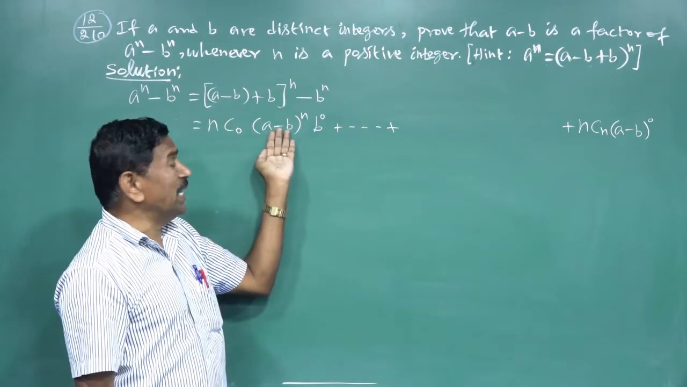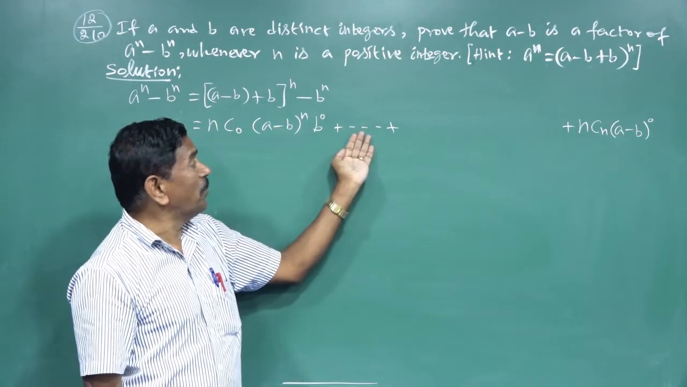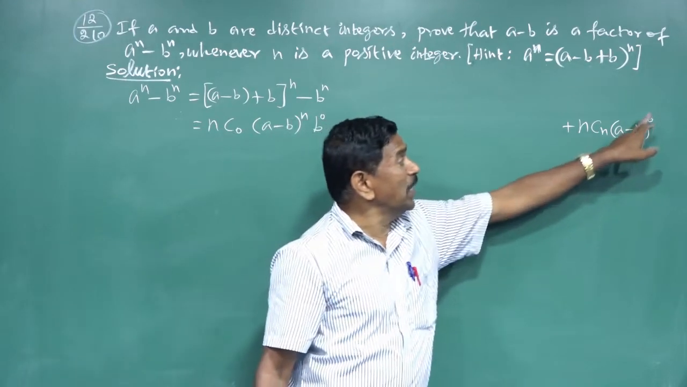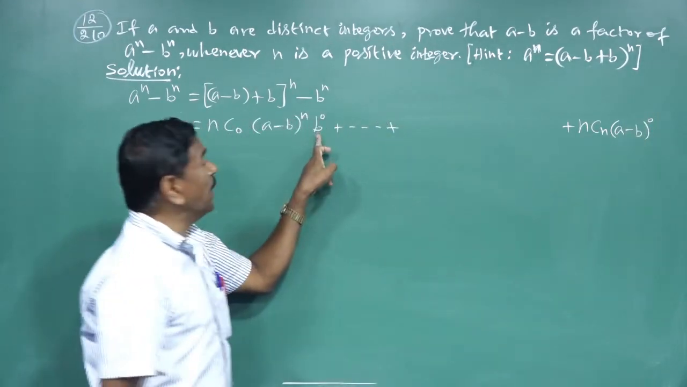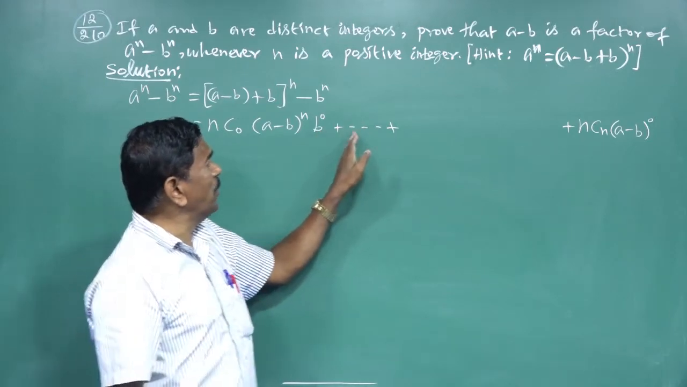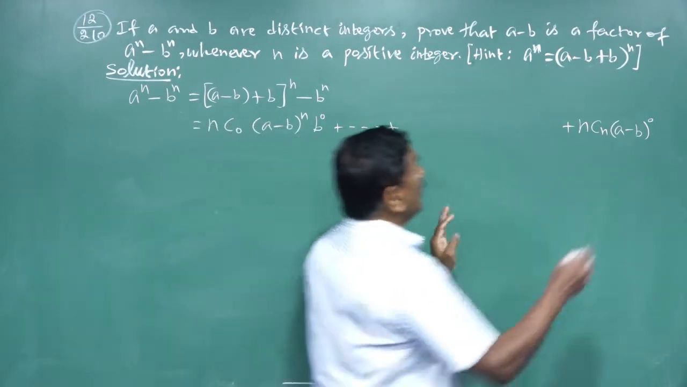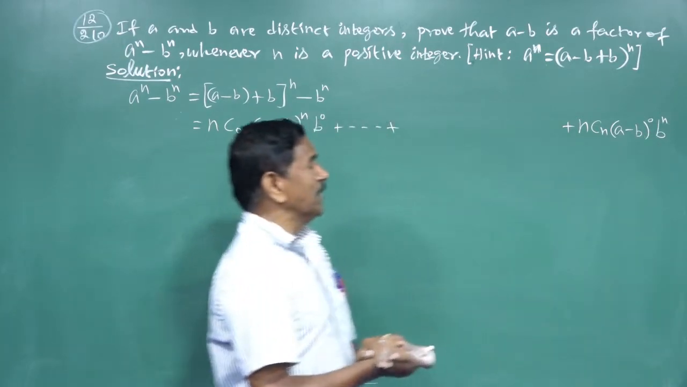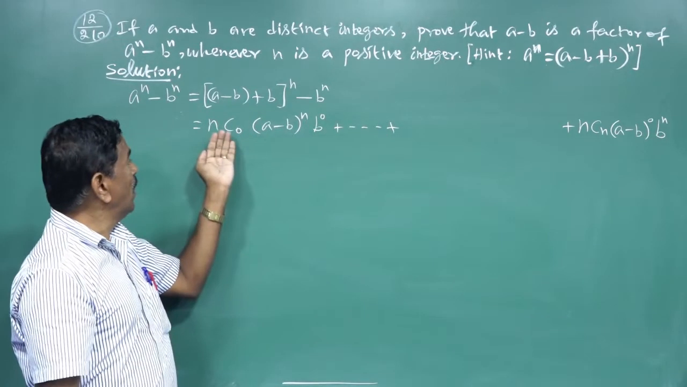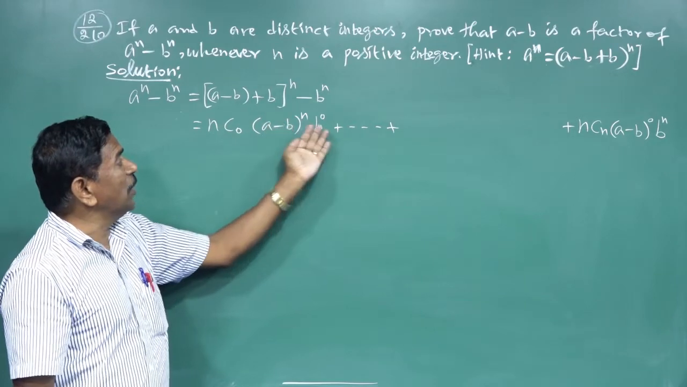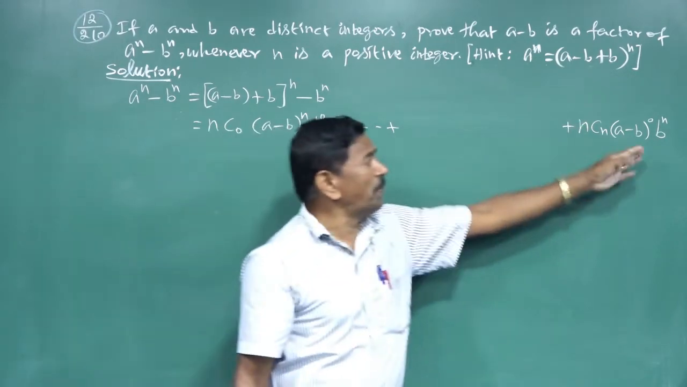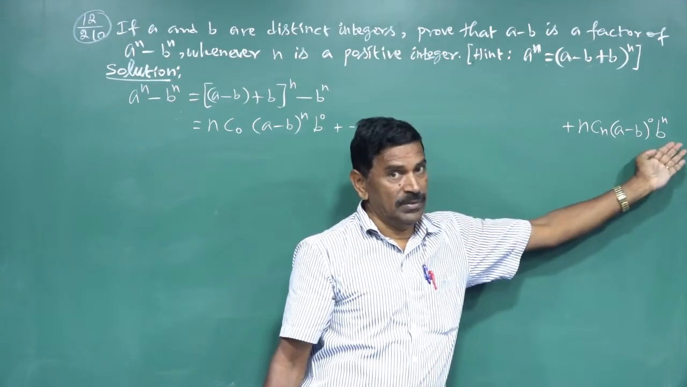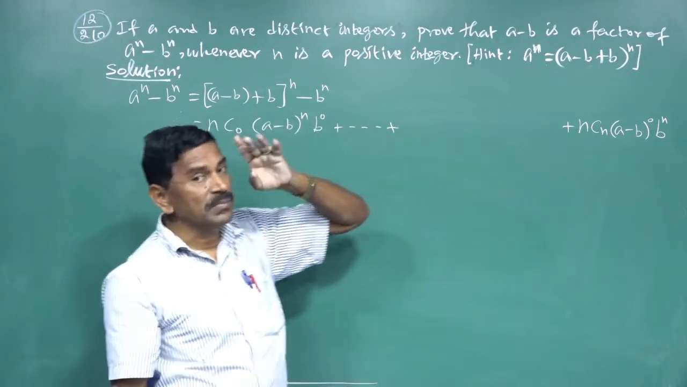And (a minus b) whole power n, (a minus b) whole power n minus 1, etc. are reducing. So that is why the last term has (a minus b) whole power 0. Next, b powers are increasing: b power 0, b power 1, b power 2, etc., b power n. So into b power n. It is of the form nC0 x power n into a power 0 plus etc. plus nCn into x power 0 into a power n. So keep the binomial theorem in mind.